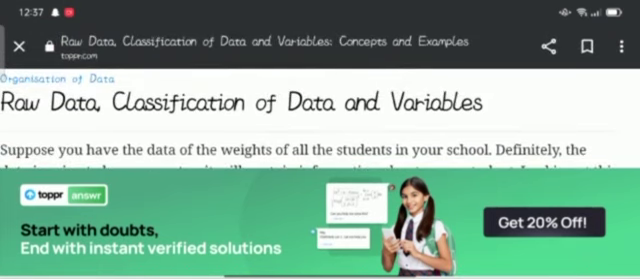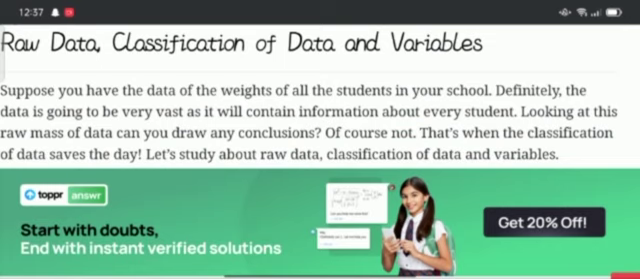Raw data, classification of data and variables. Suppose you have the data of the weights of all the students in your school. Definitely, the data is going to be very vast as it will contain information about every student. Looking at this raw mass of data, can you draw any conclusions? Of course not. That's when the classification of data saves the day. Let's study about raw data, classification of data and variables.